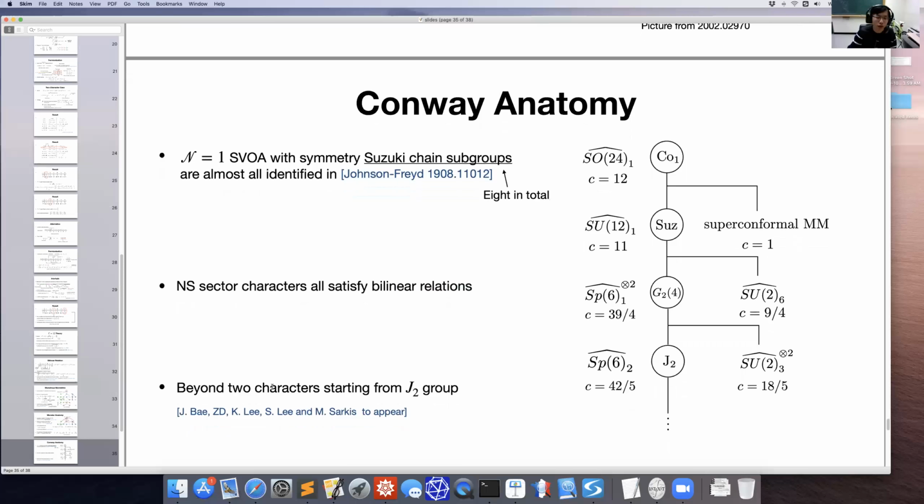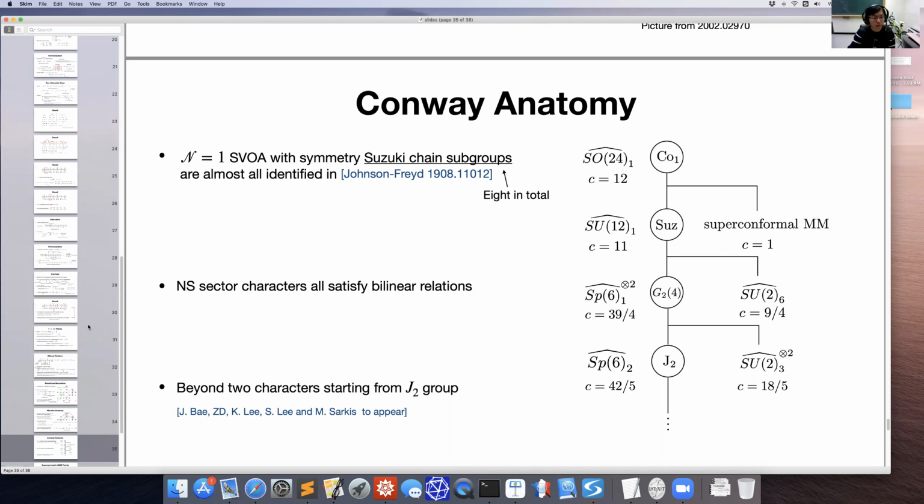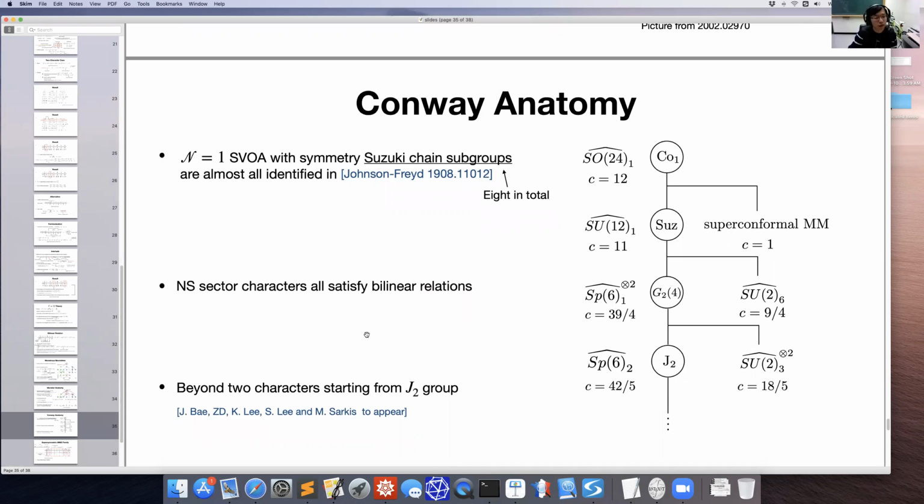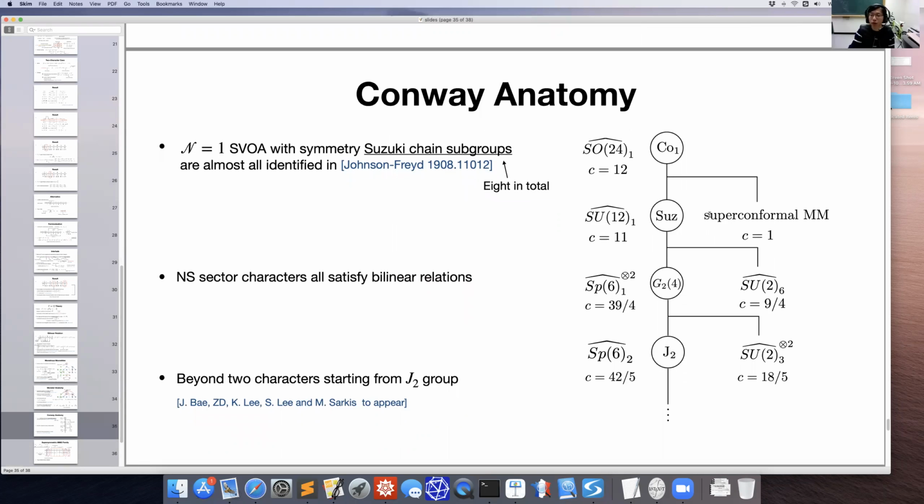And moreover, if starting from this group, Yanko group, the theory actually has more than 2 characters, and this is some work in progress. Actually, this is the starting point of our project, to be honest. Okay. Are there any questions so far about this story related to Moonshine?